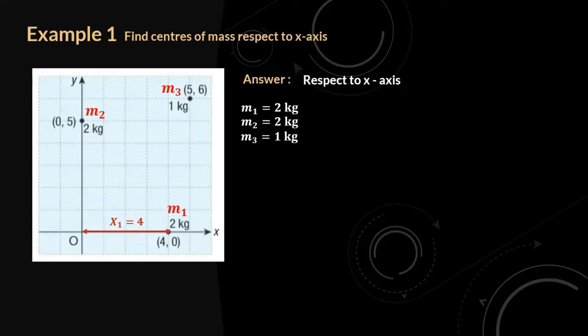Okay, how about M2? Yes, that's right. No distance. Because there's no distance of M2 on x-axis, we call that x2 equals 0. Okay, students, now we go to M3. Please focus on M3. Yes. X3 equals 5 units on x-axis. That's right.